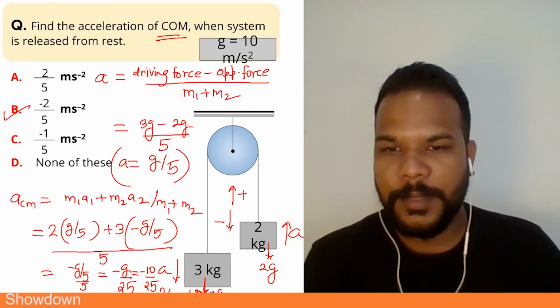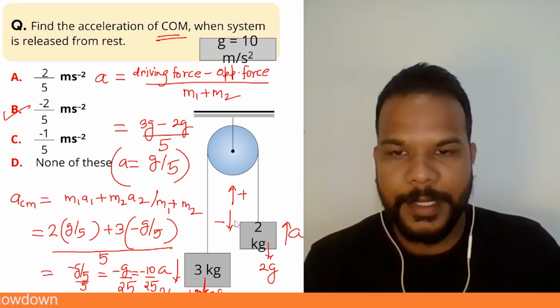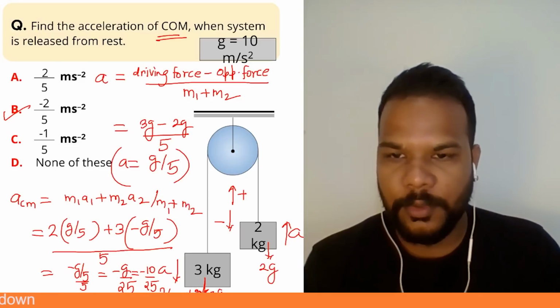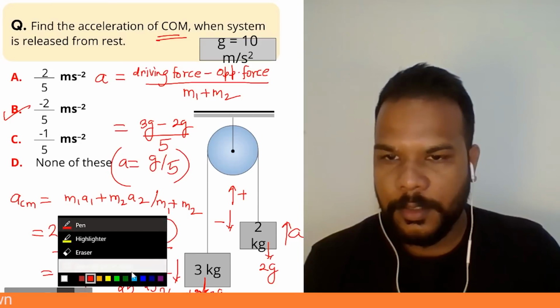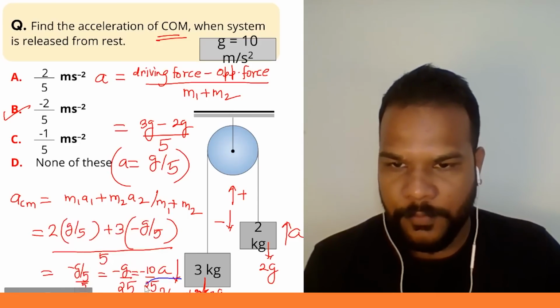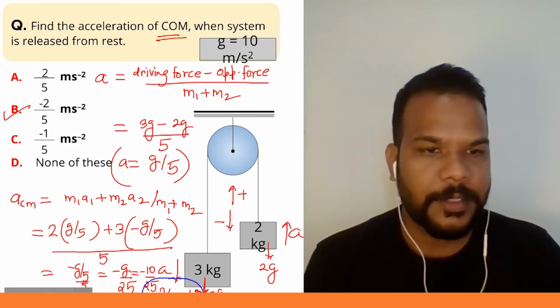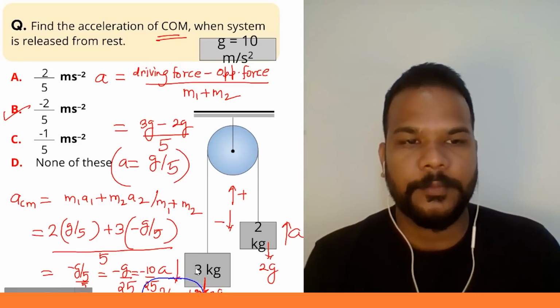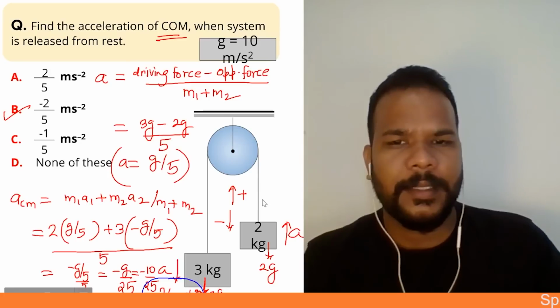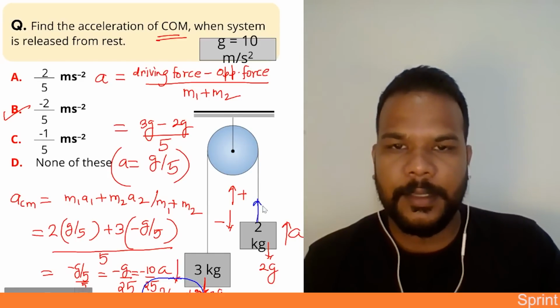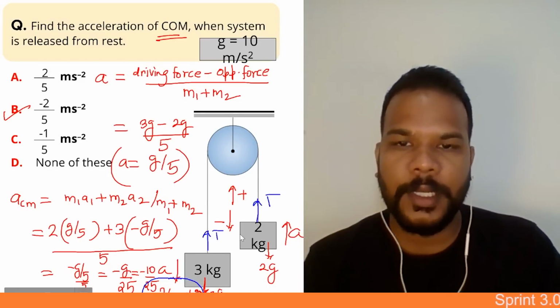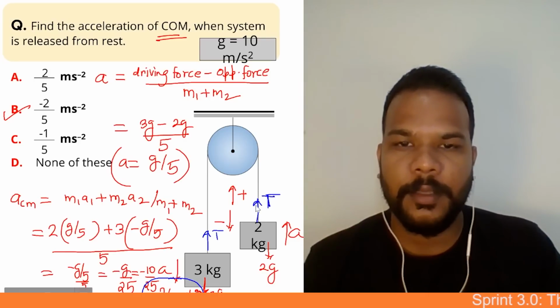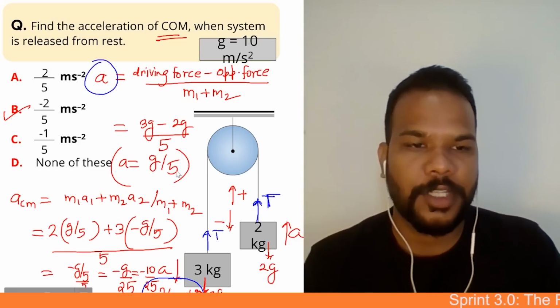Correct answer is option B. Center of mass is only moving up and down, so that's why its acceleration comes out to be minus 2 by 5 meter per second square. Okay, there was no need to find the tension. We could also have written the tension in the equations of both masses and simplified them, and that would also give us the same acceleration g by 5.